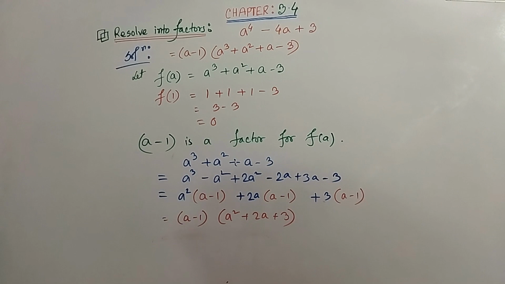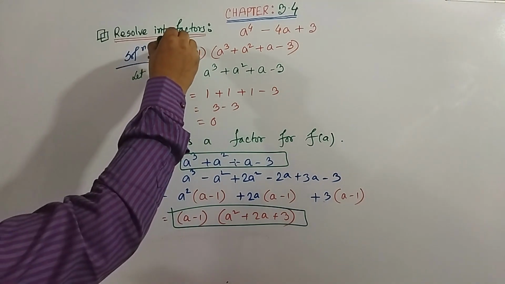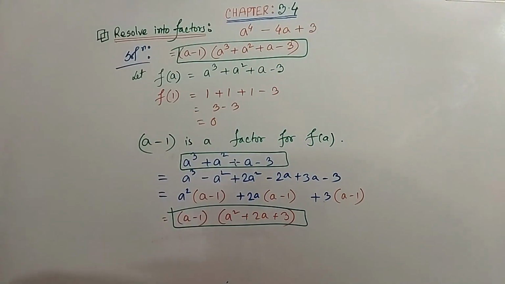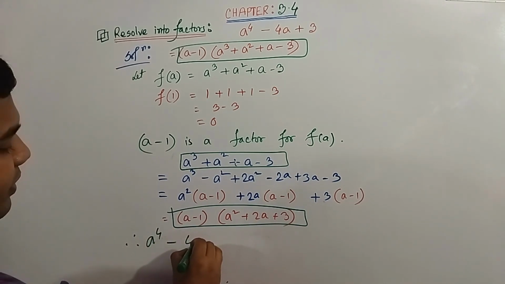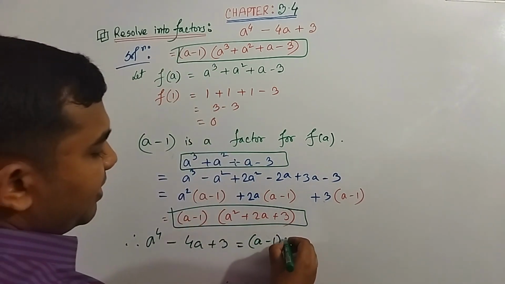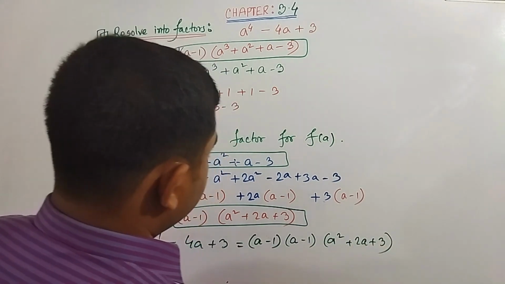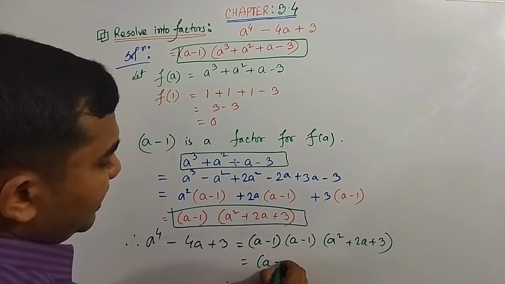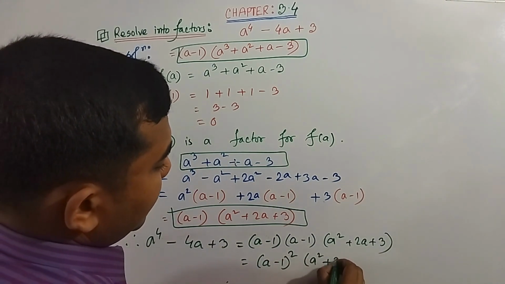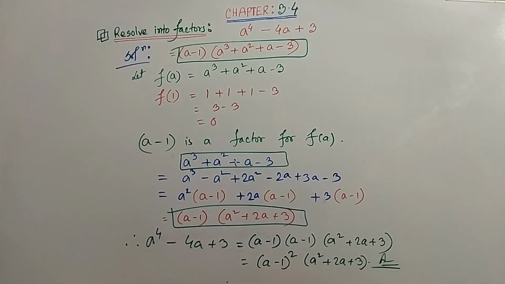Okay, so what we have found from this part, we have found from here, and our main part was there for that. So our main factorization was a to the power 4 minus 4a plus 3, a minus 1 was in there, and here is again the a minus 1, and a square plus 2a plus 3. So if we calculate again, then a minus 1 whole square, a square plus 2a plus 3, that is our required answer. Okay, I think my dear students, all of you can understand this math very clearly.